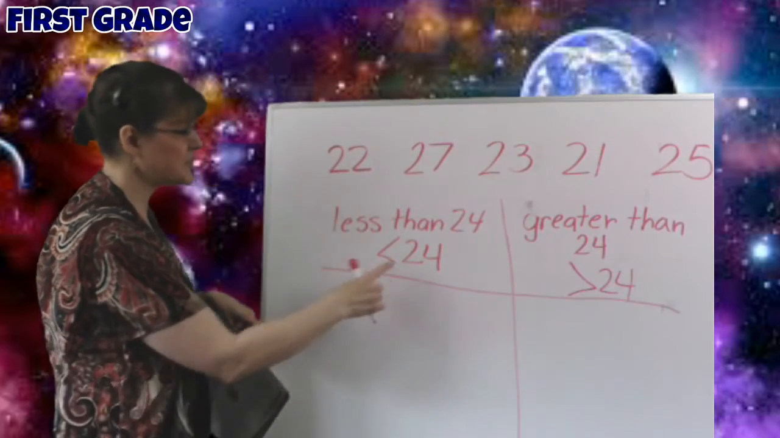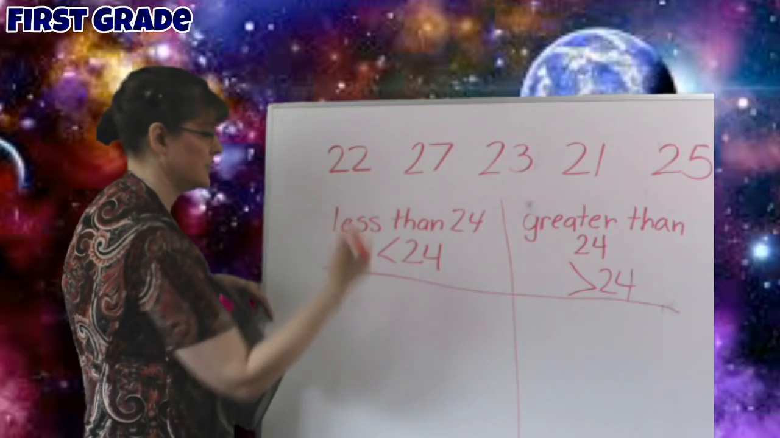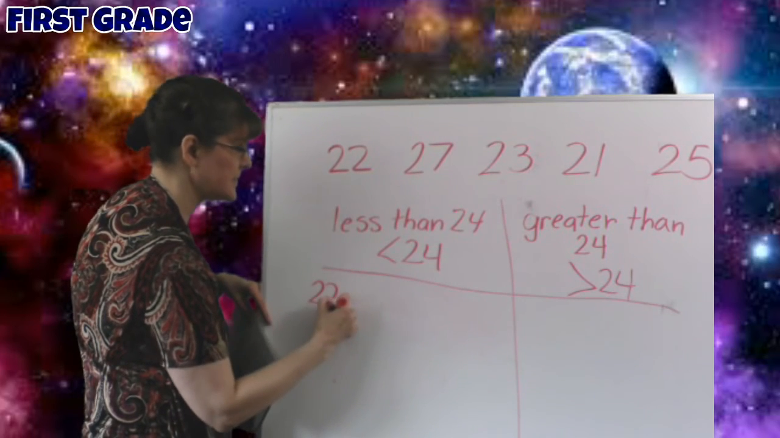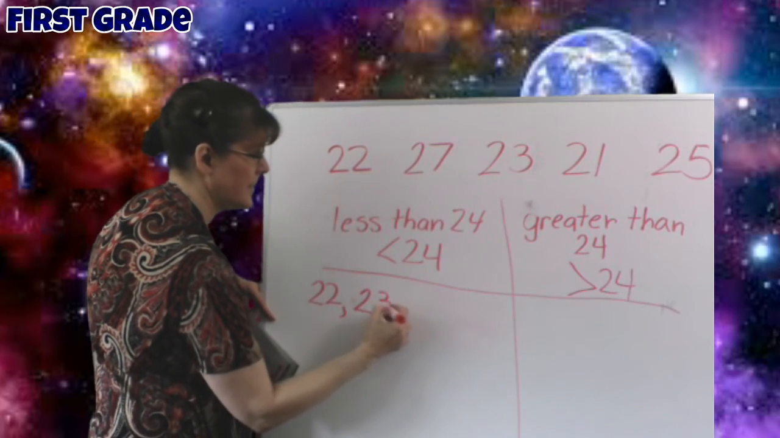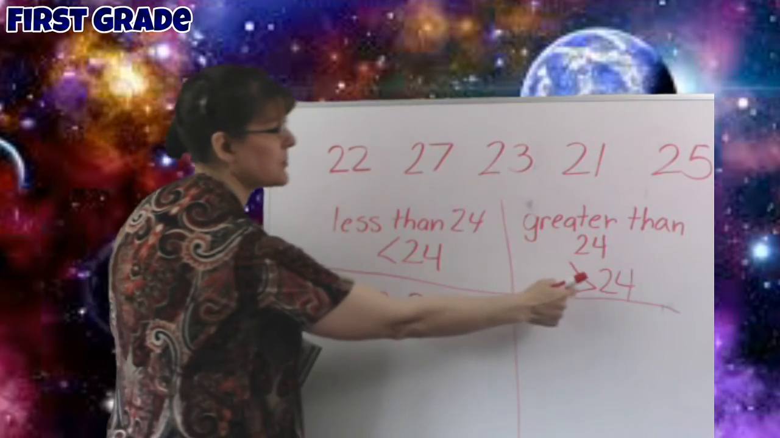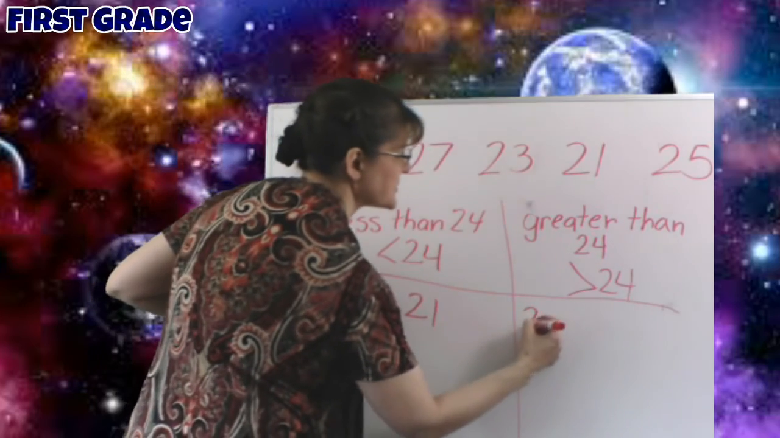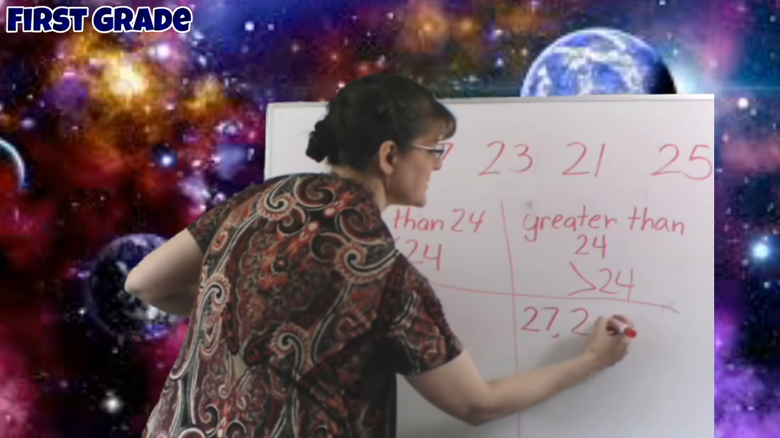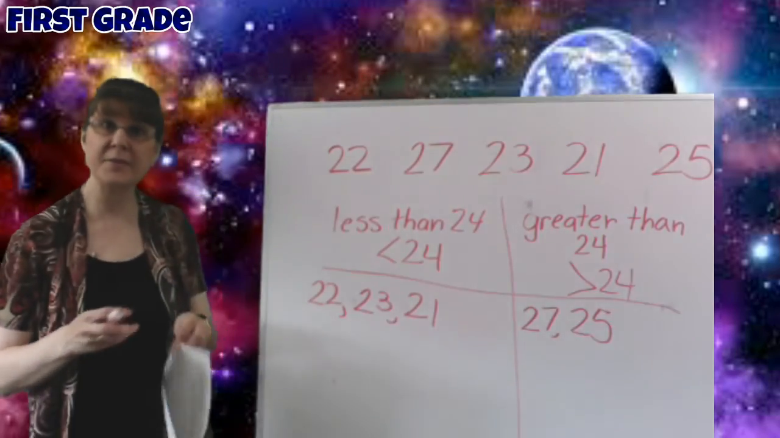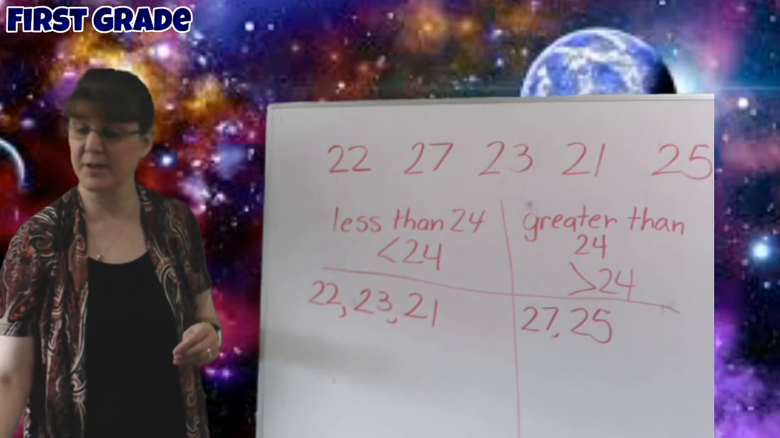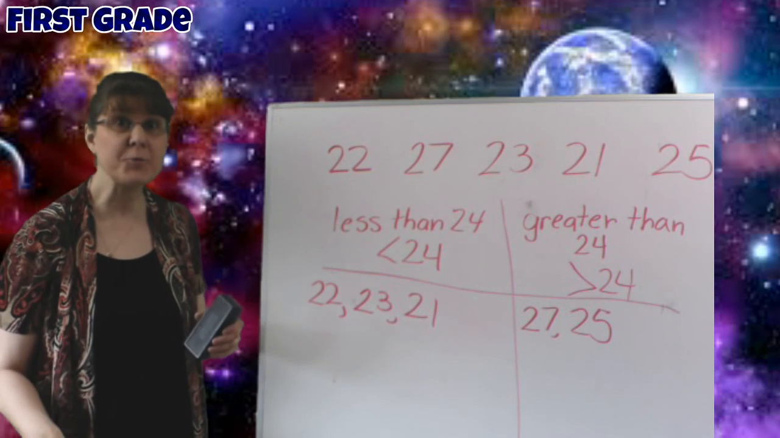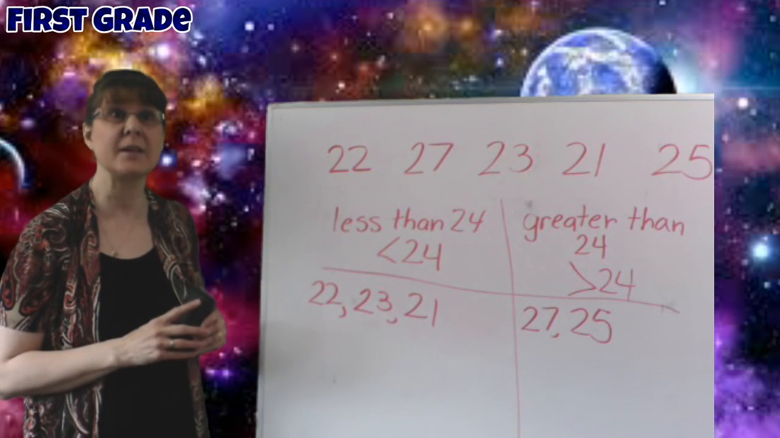Okay, let's find the numbers that are less than 24. 22 would go in this box. 23 and 21. What is greater than 24? We would have 27 and 25. If you found that this was a little hard to practice, go ahead and also do the homework part to get extra practice on following the clues to find the correct numbers to keep or to give away.